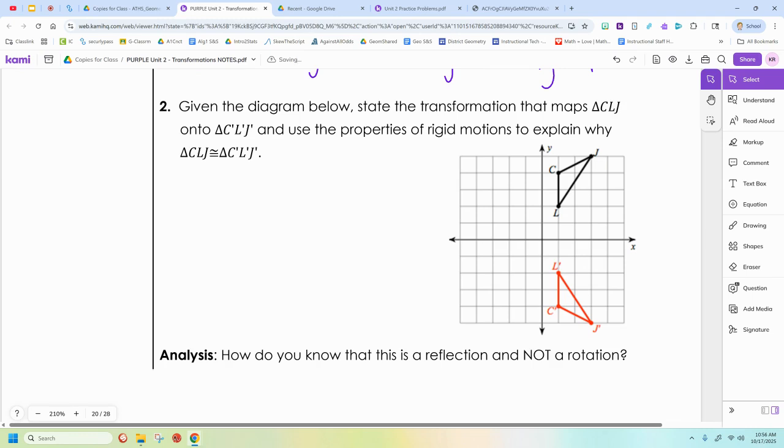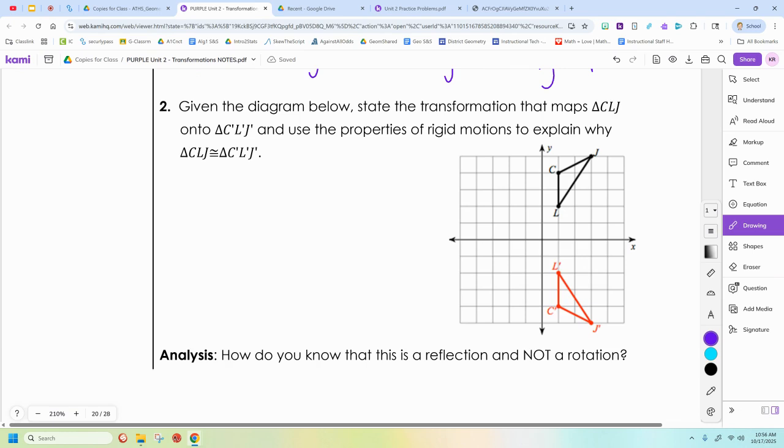I know. Who else knows? Tyler. Reflection. It's reflection. Okay, how do we know it's reflection and not rotation? What do you think? Because the triangle's upside down. Okay, the triangle's upside down. More sophisticated answer. All the points, like L and L prime, are the same distance from the origin, and same with C and C prime and J prime. This is also true. We're getting closer. I like the idea of equidistant.